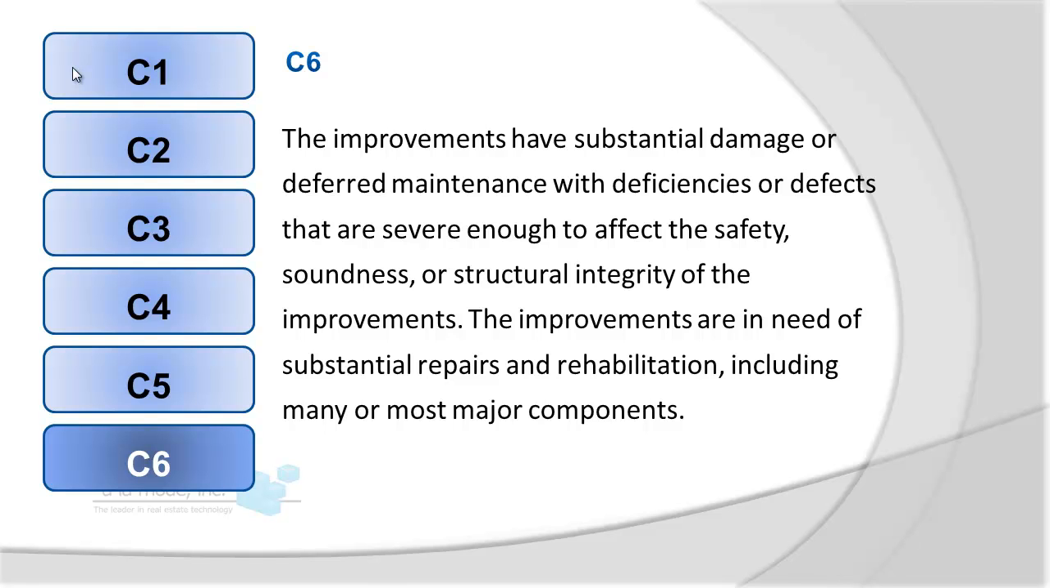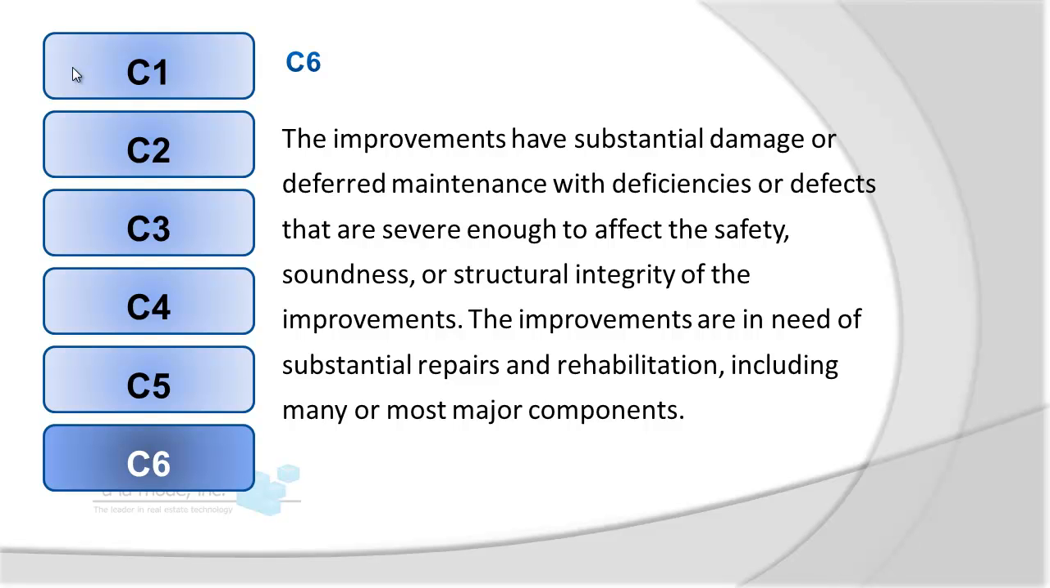If a property has one thing in common with that, one thing of substantial damage or deferred maintenance, then the entire property must be a C6. What that means is, if you've got a brand spanking new property from the foundation up, but there's a gigantic 3-foot hole in the roof, I would count that obviously as substantial damage severe enough to affect the property.